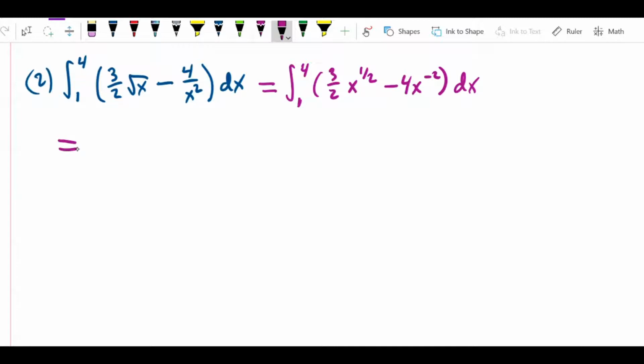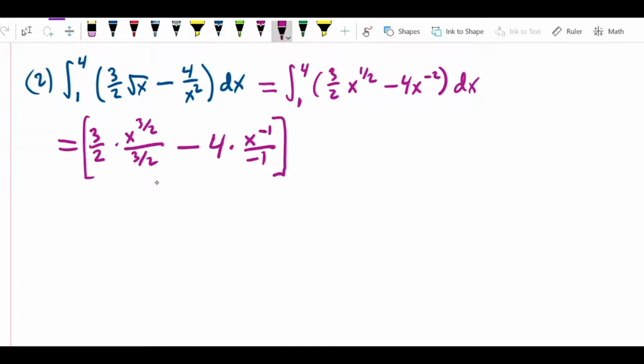We now find the antiderivative, and that's going to be 3/2 times x to the 3/2 over 3/2 minus 4 times x to the negative 1 over negative 1. And when we have a compound antiderivative that involves several terms, instead of using that line that we used in the last problem, we put them in brackets and write the limits of integration out here. Note, there's no more integral sign because we already did the integral. We found the antiderivative, and we're just indicating in this compact form what the subtraction problem is going to be.